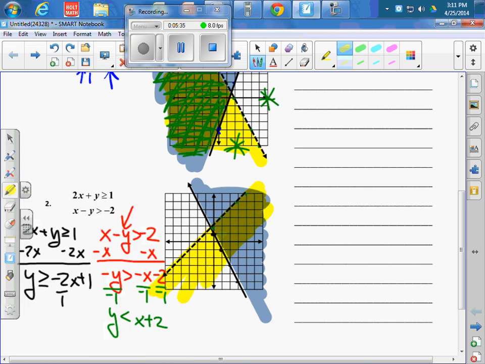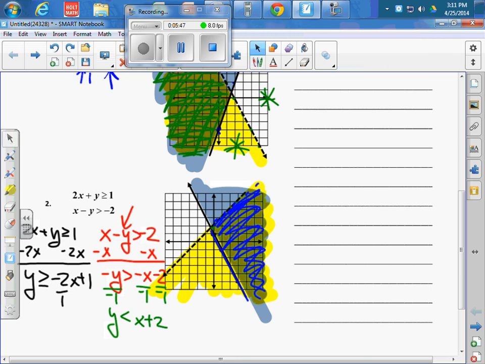And it should look something like this. So anything in this area out here, bounded by this solid line and this dotted line, any combination of points in that area would satisfy both of these inequalities.